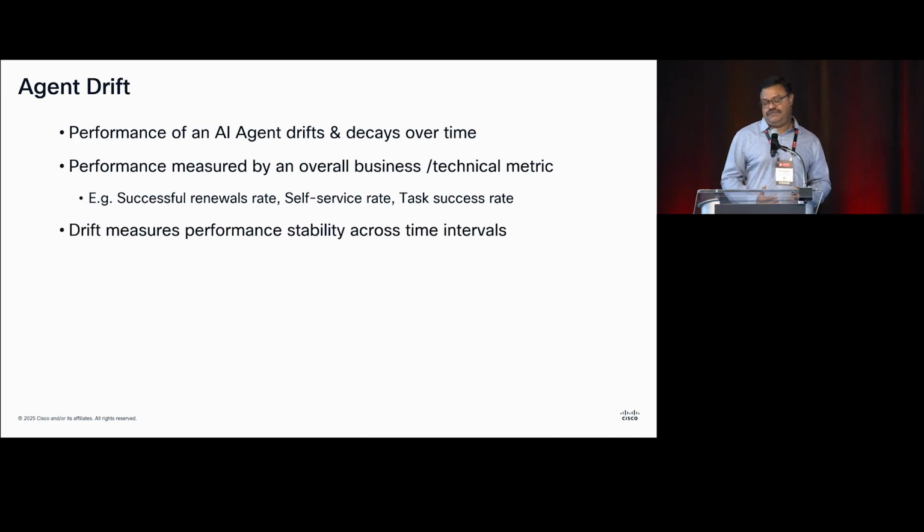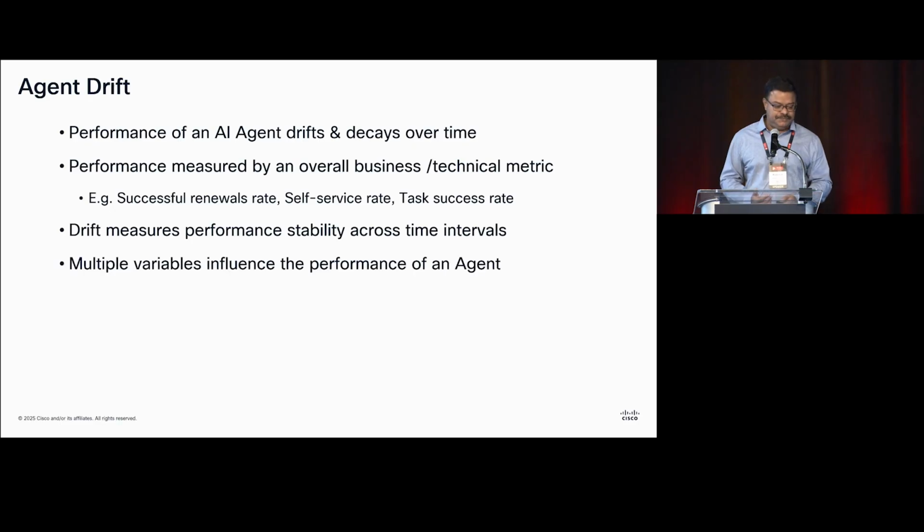Then once you have performance, you measure the performance for different time intervals, weekly, daily, monthly. Then you compare the performance of your agent over time. Drift is when this performance changes over time. In agent drift also, we use kind of the same principle. But in agents, what we found was there are multiple external variables that impact the performance of the agent, and we are going to be talking in detail about those variables and how to measure them.